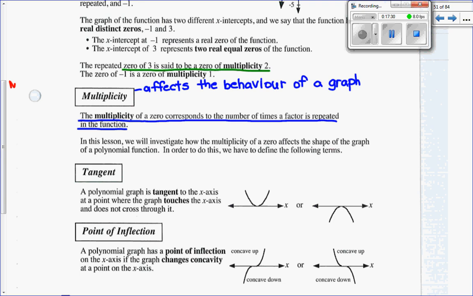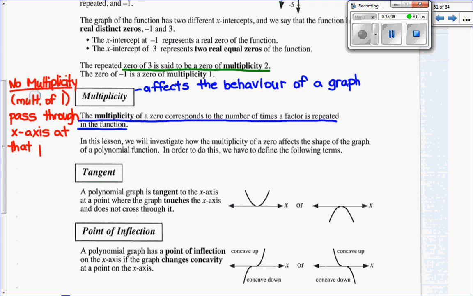Okay, so if you have a graph that has no multiplicity, and what that really means is multiplicity of 1, in other words, that factor is not being repeated, it's only in there once, what that means is that the graph will pass through the x-axis at that point as a straight line. Okay. Then on the other side, we're going to talk about odd multiplicities and even multiplicities.